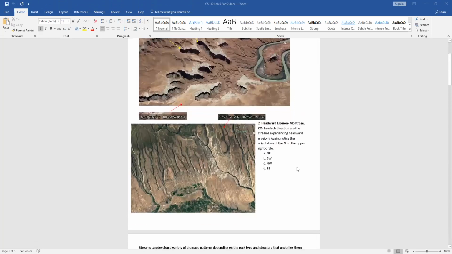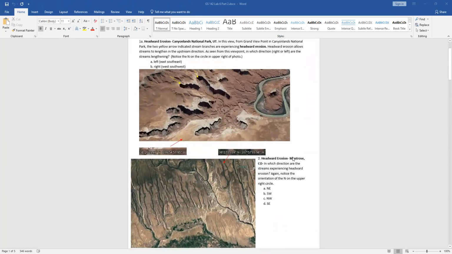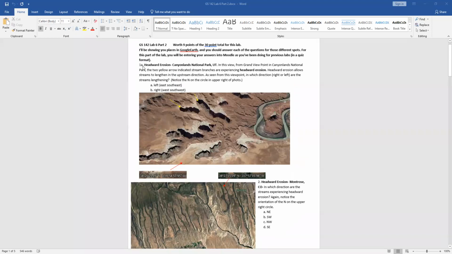I'm not sure why I called it 1A when that's 2 there. So here we are in the Canyonlands National Park in Utah. In this view, from Grand View Point in Canyonlands National Park, the 2 yellow arrows indicate stream branches that are experiencing headward erosion. Headward erosion allows streams to lengthen in the upstream direction. As seen from this viewpoint, in which direction, right or left, are the streams lengthening?